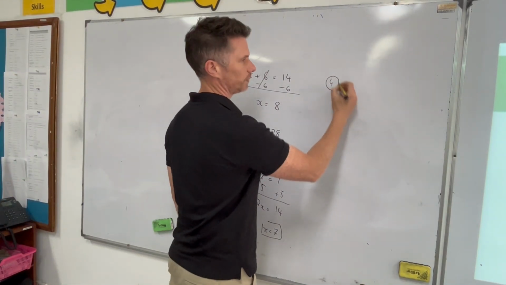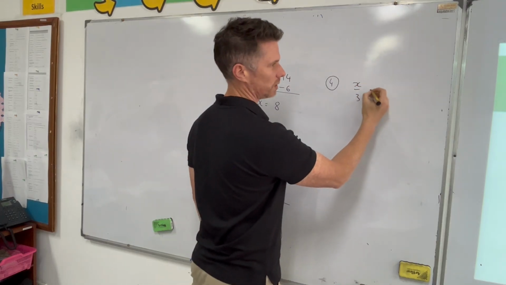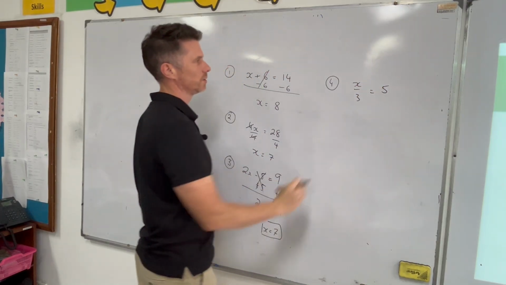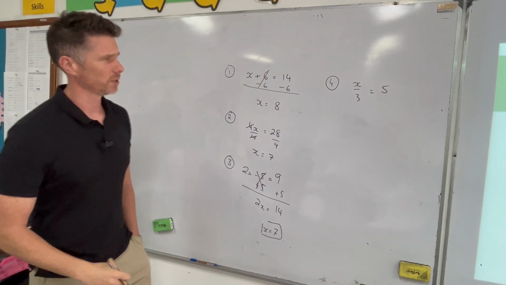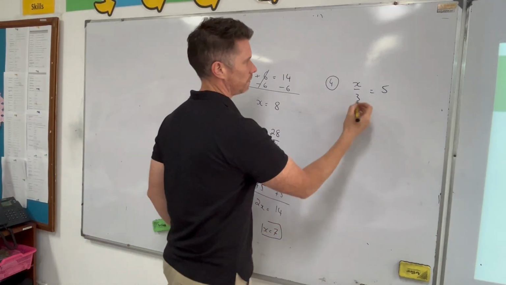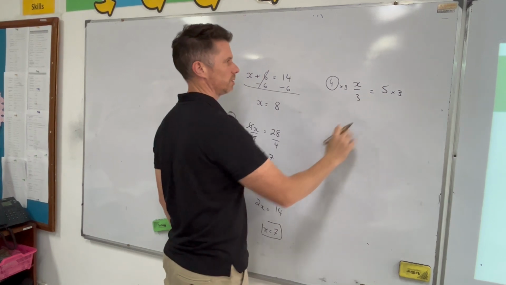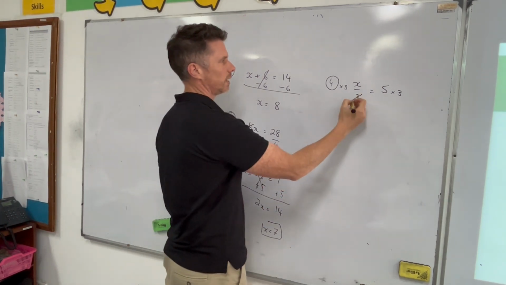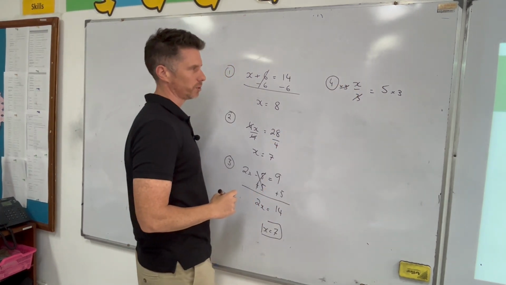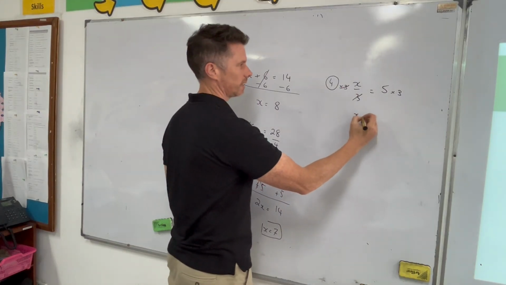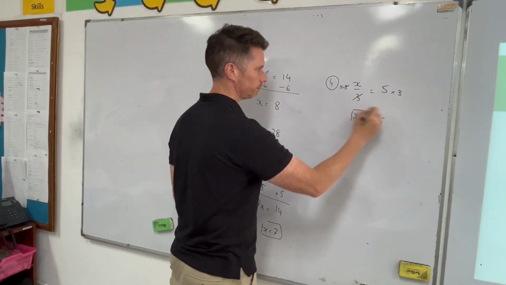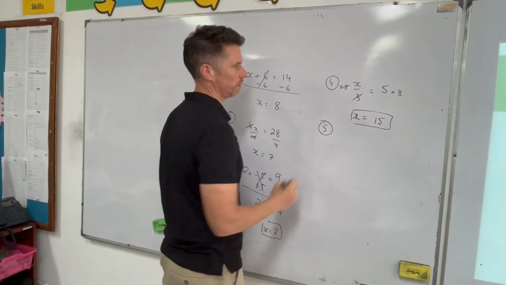Question 4, we had x over 3 is equal to 5. So we have a division here. It's a one-step. Something divided by 3 is 5. So if you're not sure, you can multiply both sides by 3. That'll be the opposite operation. Multiply the whole side, and 3 divided and multiplied cancels out. So we have x is equal to 15 for question 4.